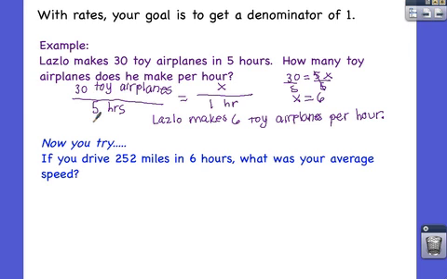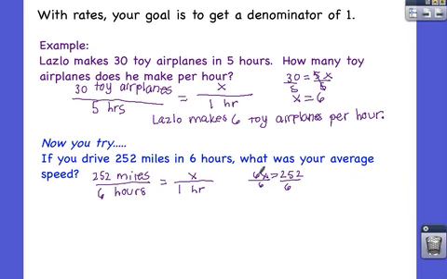If you drive 252 miles in 6 hours, what was your average speed? Well, your average speed is a rate. You're trying to figure out how many miles do you drive in 1 hour. So we can write 252 miles in 6 hours equals how many miles in 1 hour? So we multiply 252 times 1 and our 6 times x and divide by 6.